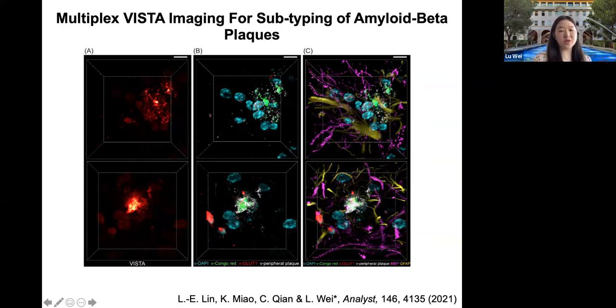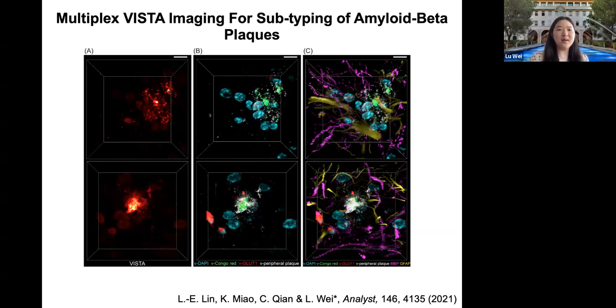This different structure is also very likely associated with a different morphology of the astrocytes, which could correlate to different activation levels of the astrocytes. That's something we're currently investigating, to see how we can further utilize this VISTA technique to do subtyping for the A beta plaques in the 5x FAD mouse tissues.